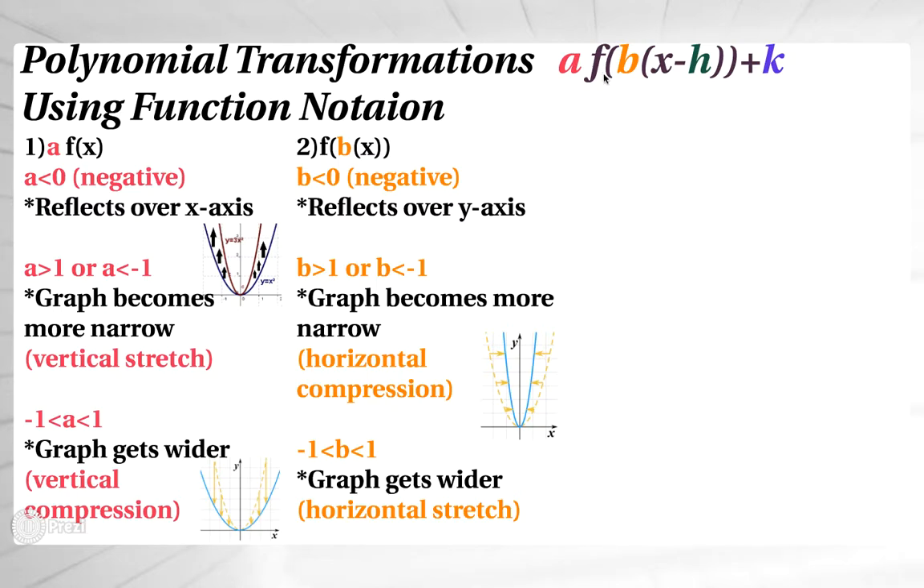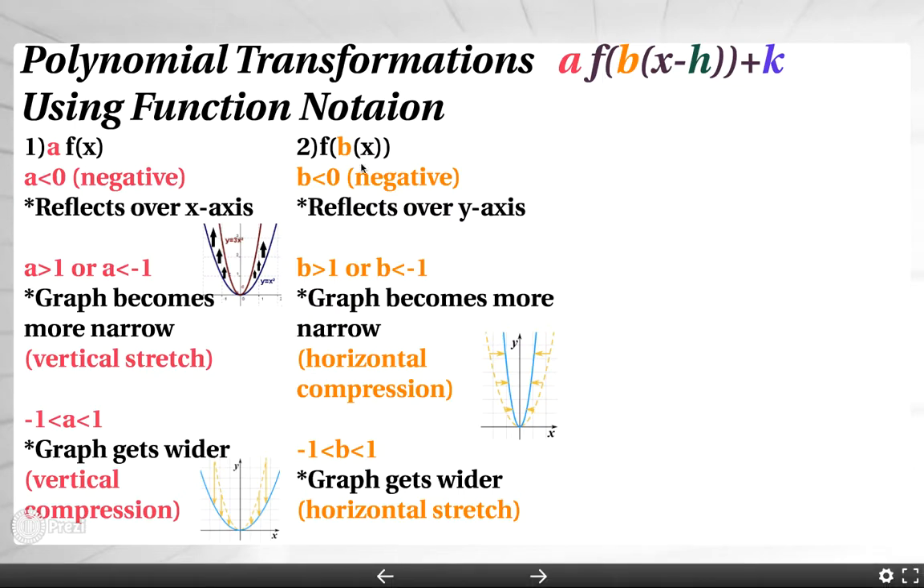But anyways, the B value is the complete opposite of the A value. It does everything in reverse. So when the B value is negative, it now will be reflecting over the y-axis. Again, remember the B value, think everything horizontal. It reflects in a horizontal manner. Same as with the A value, when your B value is not a fraction, it gets skinnier.